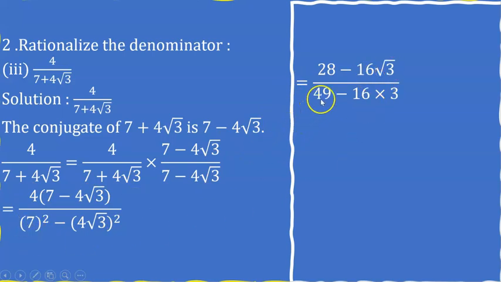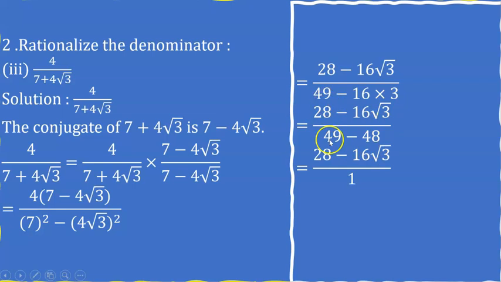7 square is 49 and the square of 4 is 16 and the square of root 3 is 3. Okay, 16 into 3, then you will get here 48. Okay, 49 minus 48. Keep this numerator as it is. 49 minus 48, you will get here 1. Okay, and hence the denominator is rationalized. Okay, and that rational number is 1 here. And this is the answer.